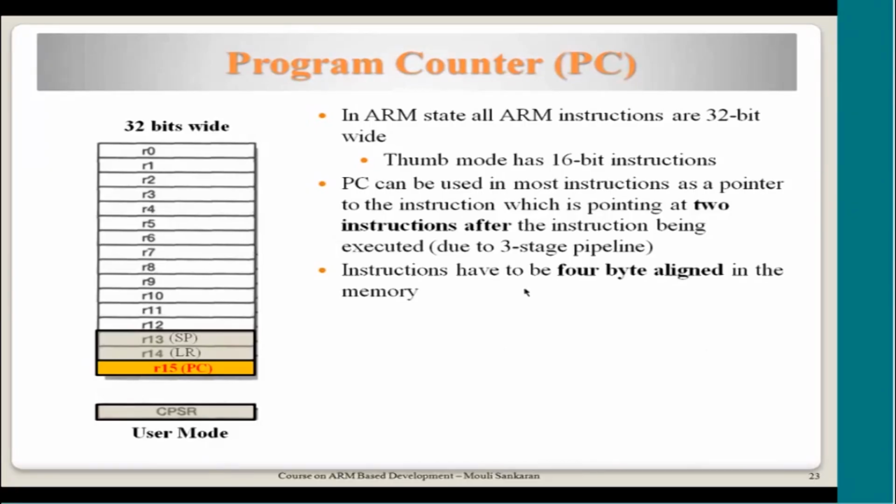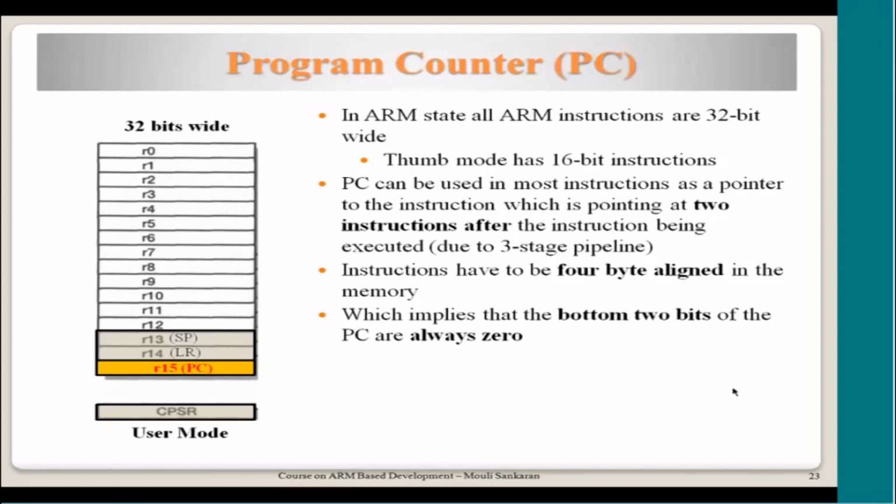It is mandatory that all instructions are 4-byte aligned. That means no instruction can start on odd boundaries. Suppose you take the example of 1000, 1001, 1002, 1003. These are all different byte addresses. An instruction can start only from 1000 or 1004 or 1008. You cannot put an instruction starting from 1001, 2 or 3, because the processor always reads from the memory instructions which are 4-byte aligned. So it expects the instruction to be 4-byte aligned. That means the PC will always have these 2 bits as 0, so the non-constant bits are only bits 31 to 2 of R15.